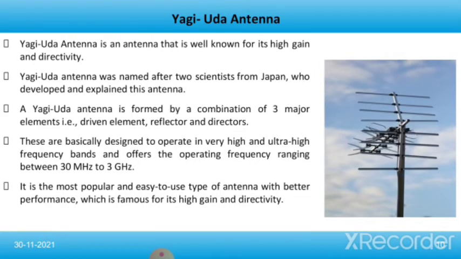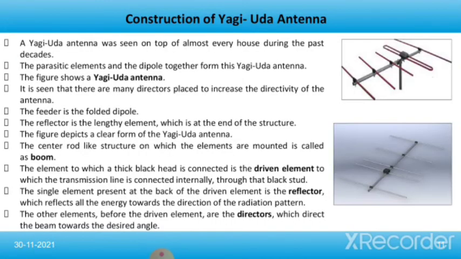Now we'll talk about the Yagi-Uda antenna. The Yagi-Uda antenna is well known for its high gain and directivity. This high gain antenna was named after two scientists from Japan who developed and explained it. A Yagi-Uda antenna is formed by a combination of three major elements, that is, the driven element, reflector and directors. These are basically designed to operate in the very high and ultra high frequency bands, with operating frequency ranging between 30 MHz to 3 GHz. It is the most popular and easy to use type of antenna with better performance, famous for its high gain and directivity. Lastly, we will talk about the construction of the Yagi-Uda antenna.